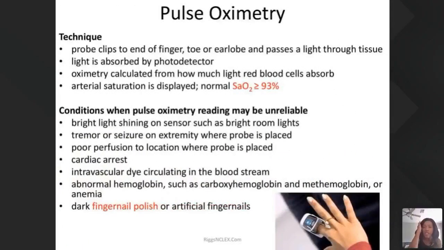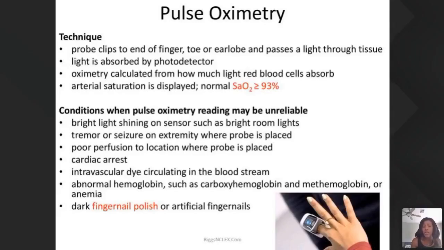Your pulse ox, so we have the external way to monitor the oxygen level in the patient's blood via the pulse oximeter. We want at least 93% or better, but there are some things you need to be aware of that could hinder a proper result from your pulse ox. So the lighting in the room.